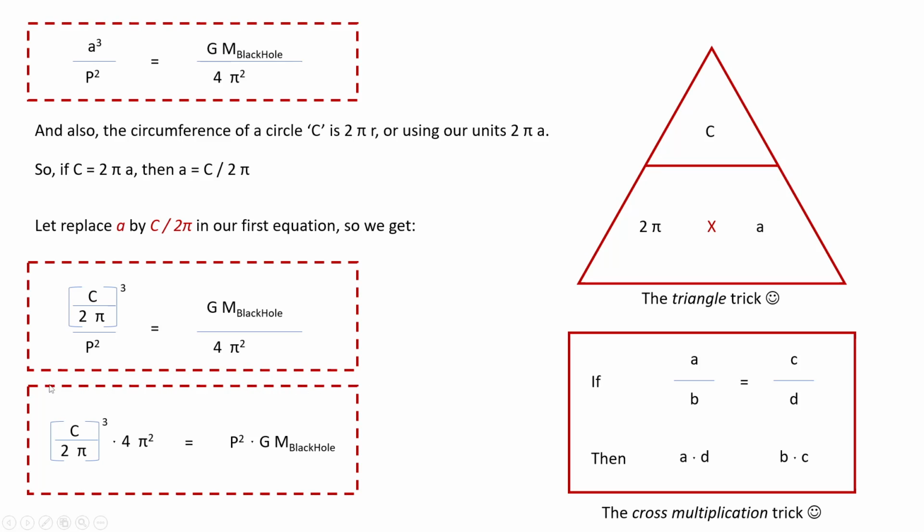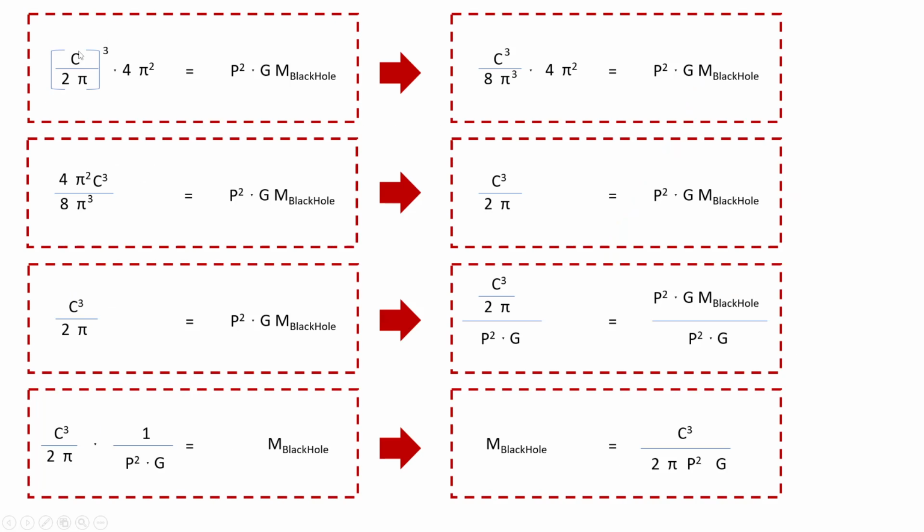So we copy this whole equation to the next slide. Now the only thing I'm doing here is calculating this. c to the power of 3 is c times c times c. 2 pi to the power of 3, well, 2 times 2 times 2 is 8. That's the 8 here. And pi times pi times pi is pi to the third. Then I just multiply those two. I bring this part up here. So you have 4 pi squared times c to the third over 8 pi to the third.